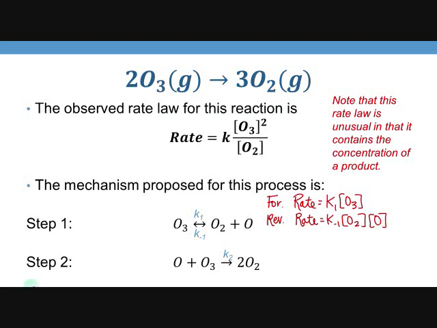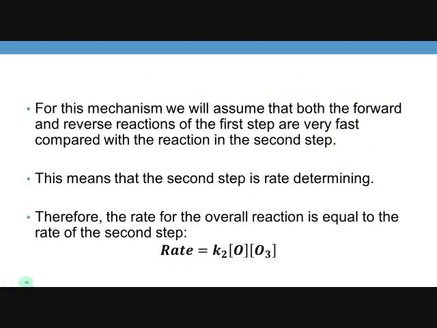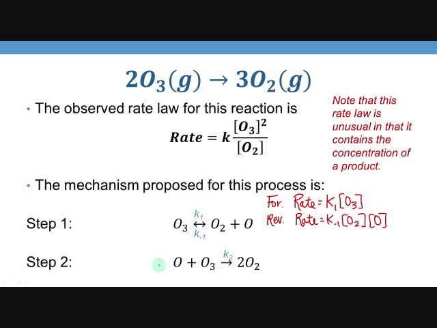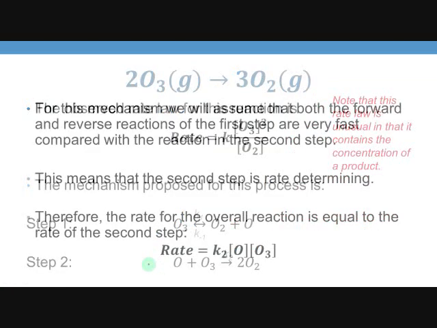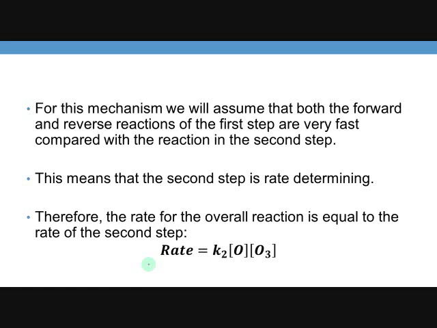Now, we don't like to include intermediates usually in our rate laws, so that pulls up a red flag. When we assume that the first step is very fast with the forward and reverse reactions, that means that the second step is the rate determining step. So the rate law for the second step, the bottom one, is what the overall reaction rate law should be. Now, that includes the intermediate oxygen atom, O, so that isn't what we really want to have.